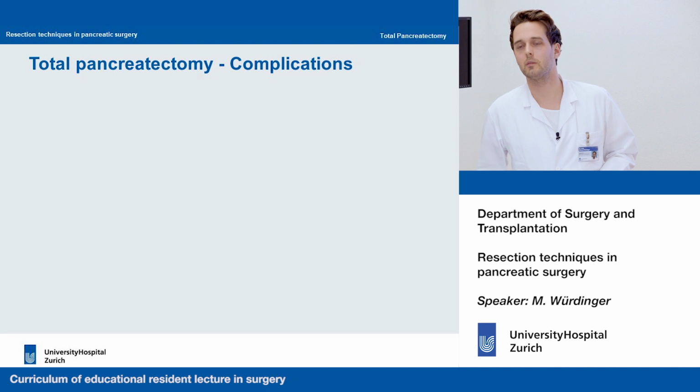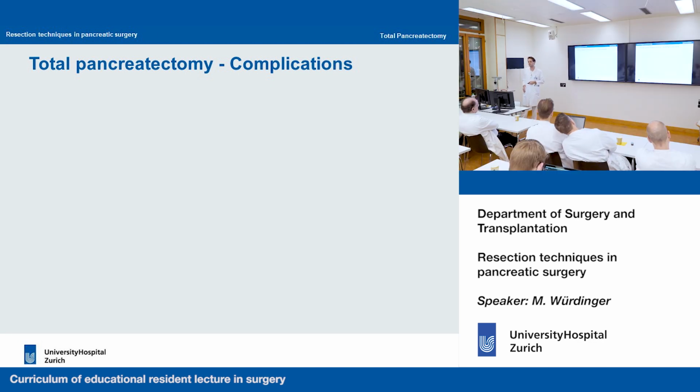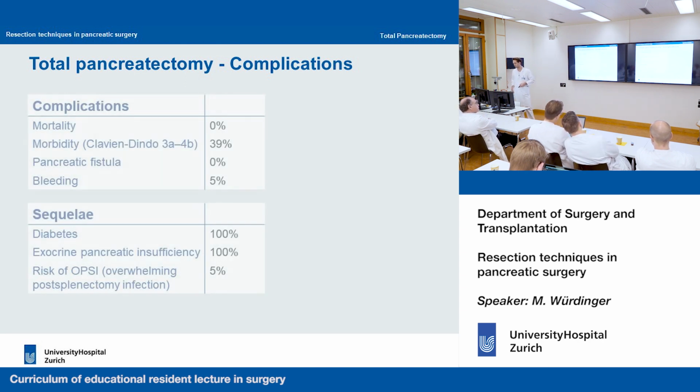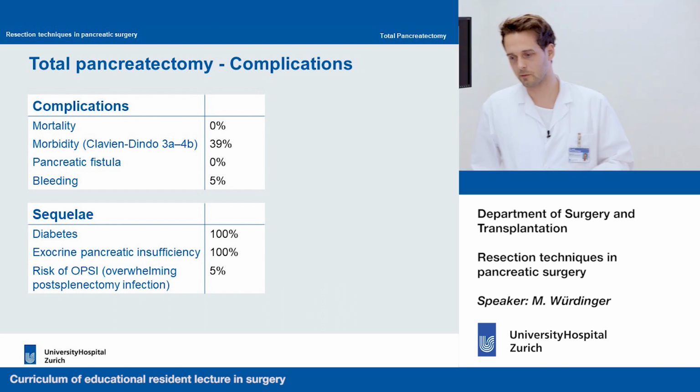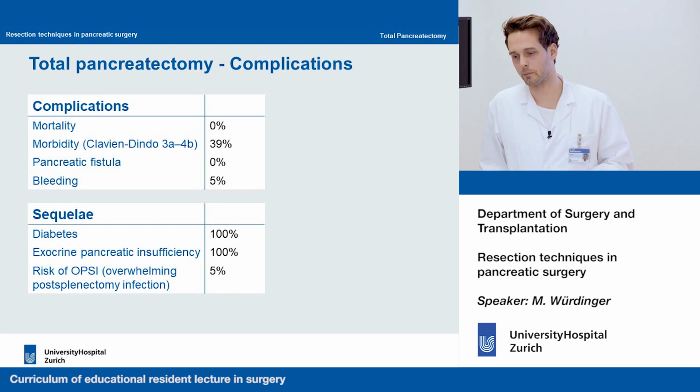So I come to the complications again. So my last question is, what is the advantage of this procedure compared with the others? No pancreatic fistula. Yes, exactly. So we have no pancreas anymore, so we have also no pancreatic fistula. And the consequence of this is that the morbidity is a little bit lower in these patients, and the mortality rate is also low, but with the cost of 100% rate of diabetes and exocrine pancreatic insufficiency, of course.